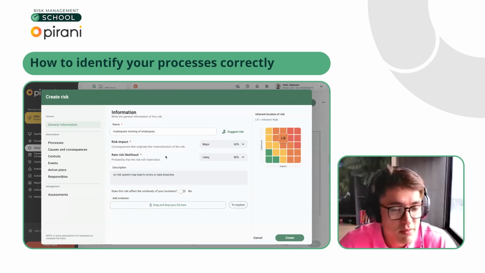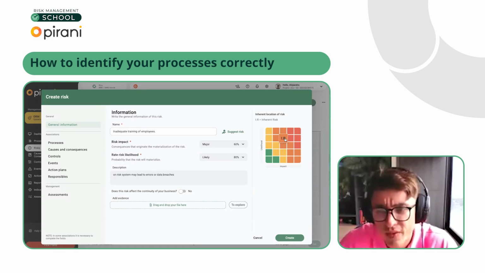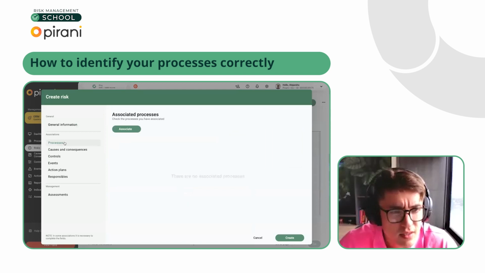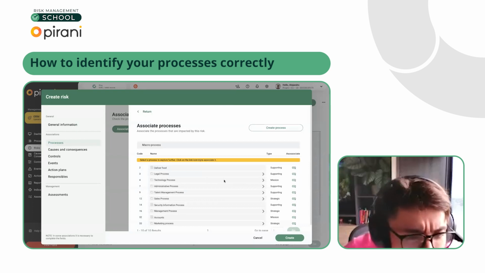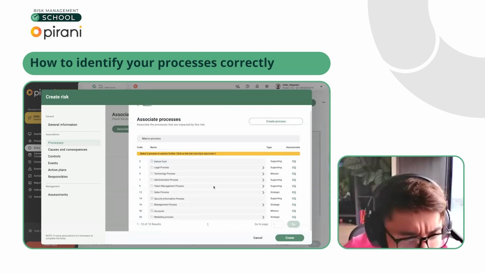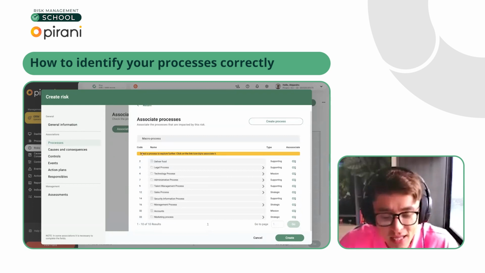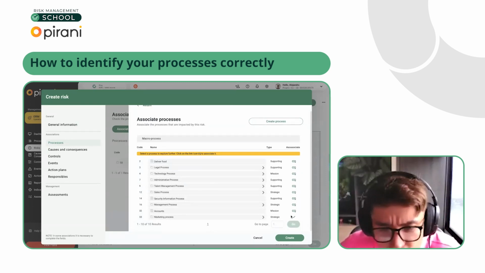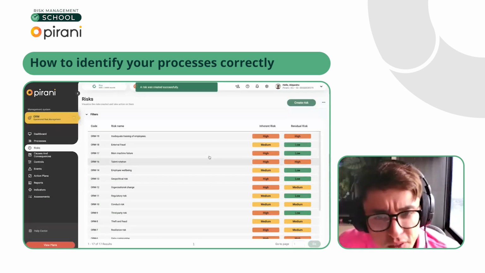So once we rate and measure these risks, as you can see in the heat map, we have the inherent risks in real time. And we can associate these risks with one of my processes. Maybe I'm going to associate it with the administrative process, management process, marketing process. I think that risk is very wide and I can use it in every one. So I'm going to associate the risk with this process, and I'm going to create the risks.